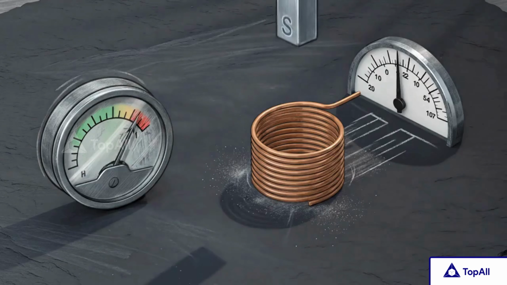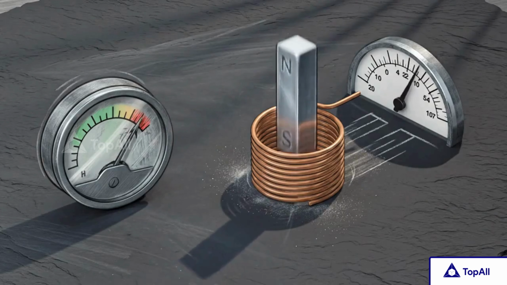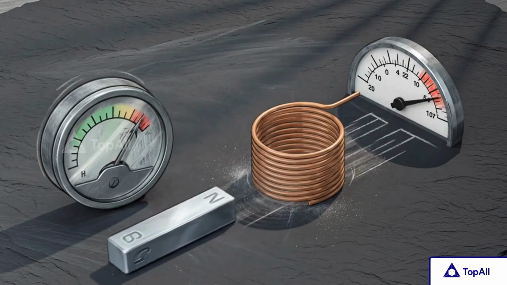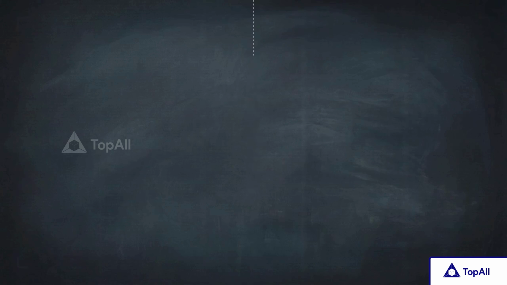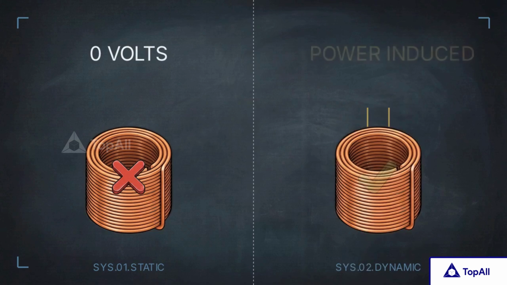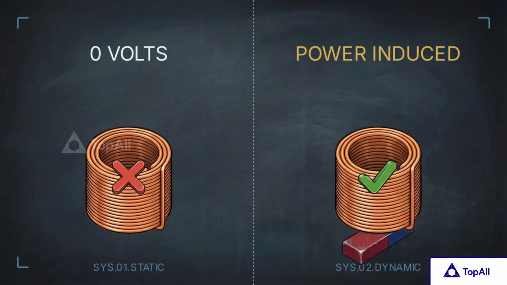The system stays dead until you physically move the magnet. Drop it through the center of the coil, and electricity suddenly surges through the wire. The mere presence of a magnetic field generates zero power. To induce an electrical current, the universe demands relative motion and change.